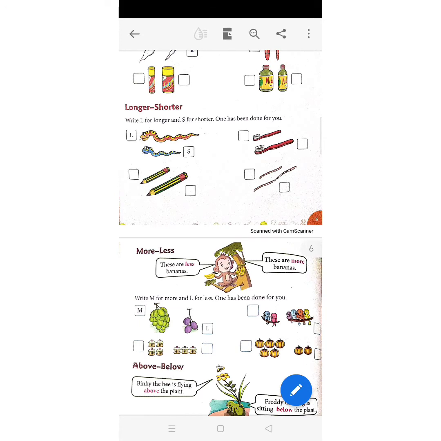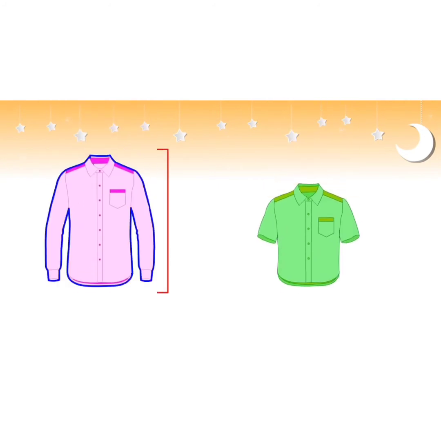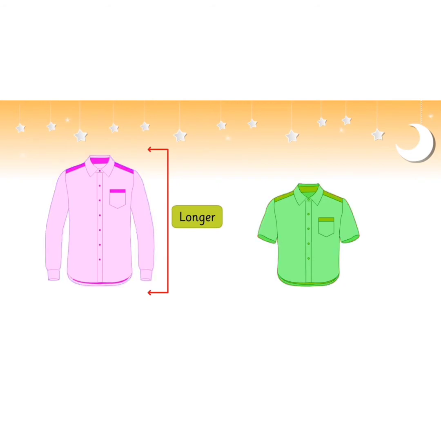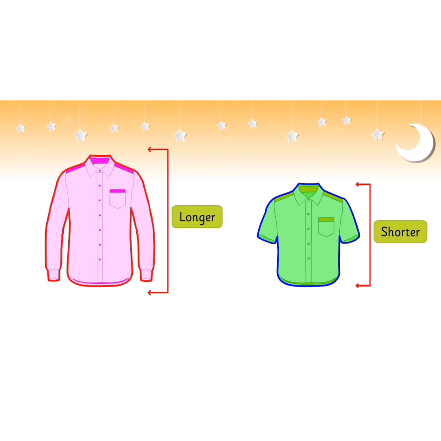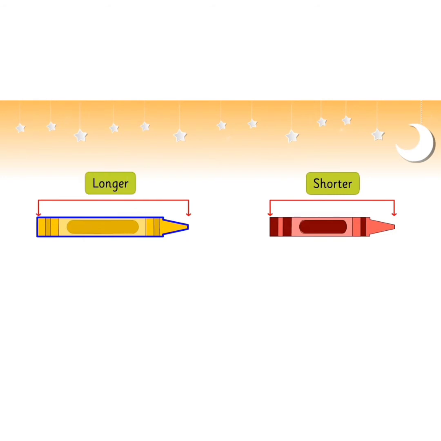Let's see some more examples then. Come on. Here, the pink shirt is longer than the green shirt. Or we can say that the green shirt is shorter than the pink shirt. Similarly, here the red crayon is shorter than the yellow crayon, or we can say that the yellow crayon is longer compared to the red crayon.